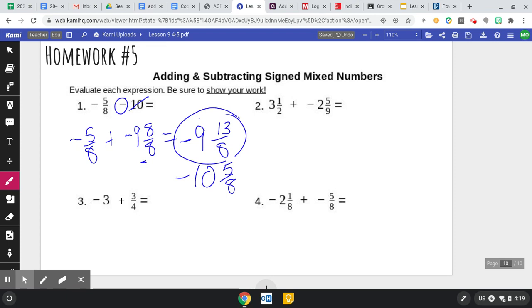So make sure you're going through and on your subtraction problems. Now, 3, you are definitely going to need to rewrite that negative 3 so that you can take your 3/4 away because they're different signs.